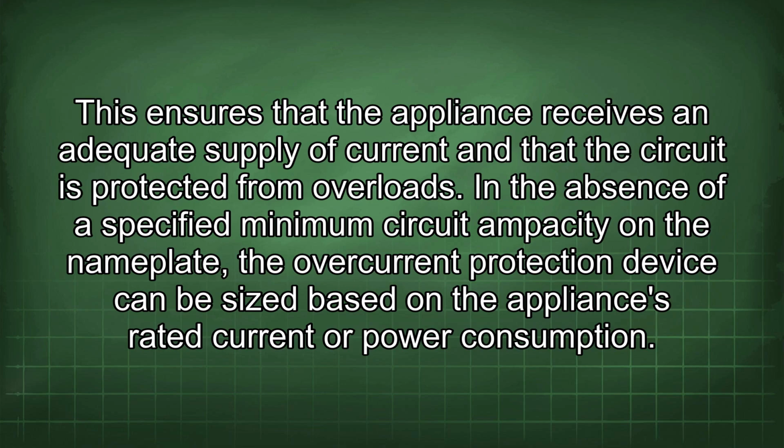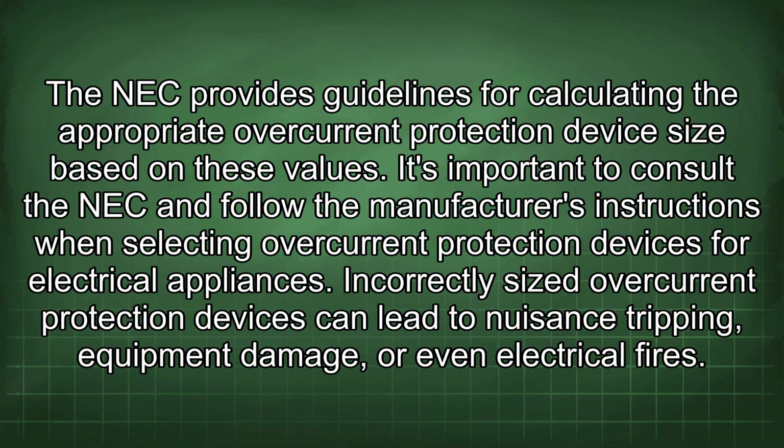In the absence of a specified minimum circuit ampacity on the nameplate, the overcurrent protection device can be sized based on the appliance's rated current or power consumption. The NEC provides guidelines for calculating the appropriate overcurrent protection device size based on these values. It's important to consult the NEC and follow the manufacturer's instructions when selecting overcurrent protection devices for electrical appliances. Incorrectly sized overcurrent protection devices can lead to nuisance tripping, equipment damage, or even electrical fires.